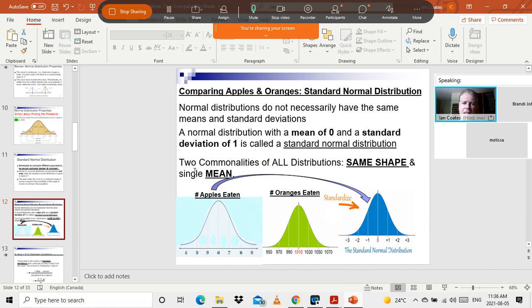The two commonalities that all distributions have is they have the same shape. Okay? They have this bell shape with a certain standard deviation. And they have a mean. So let's have a look here.